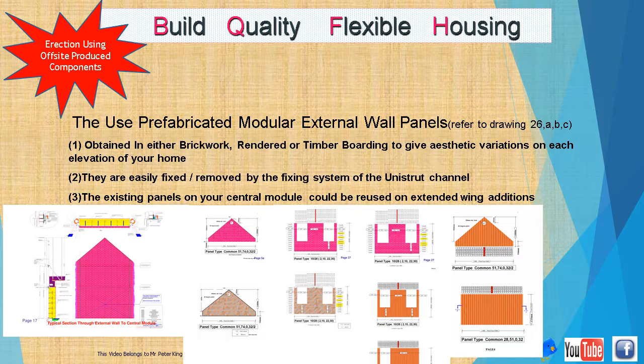The use of prefabricated module external wall panels. These panels, obtained in either brickwork, render or timber boarding, give aesthetic variations on each elevation of your home. They are fixed and removed by using the fixing system of the unistrut channel. The existing panels on your central module can be reused on new external wing additions.